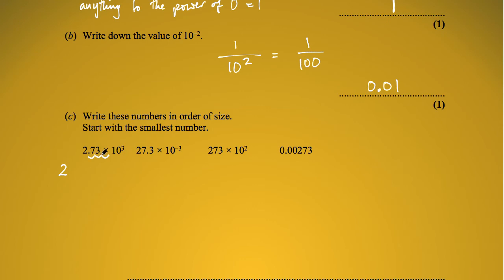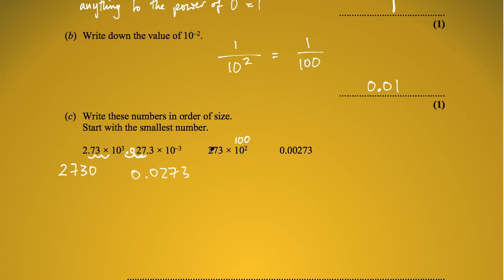So 1, 2 can be done. For the third, we have to put an extra 0 in. So 2, 7, 3, 0. You might also remember that 10 cubed is 1,000. So that 2 has got to be 1,000 now. 10 to the power of minus 3, we're going to move it 1, 2, 3 places. So we need 0.0273 is that one. 273 times 10 squared.